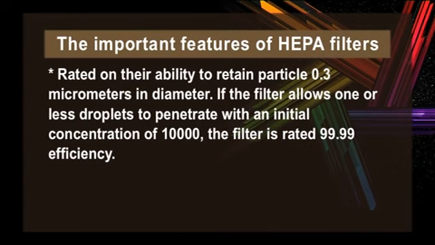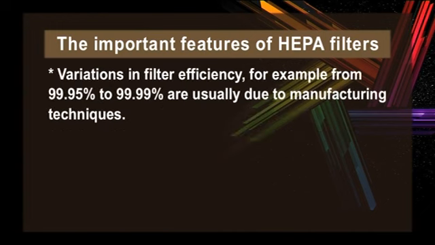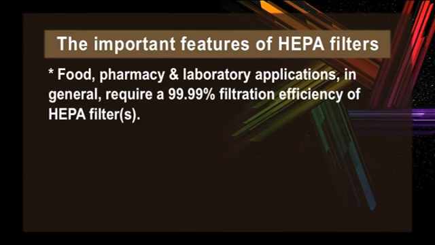99.99% efficiency. Variations in filter efficiency, for example from 99.95% to 99.99%, are usually due to manufacturing techniques. Food, pharmacy and laboratory applications in general require a 99.99% filtration efficiency of HEPA filters.